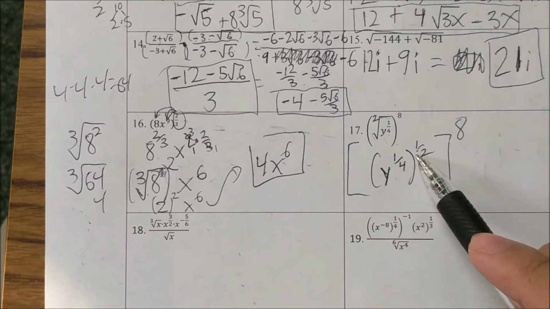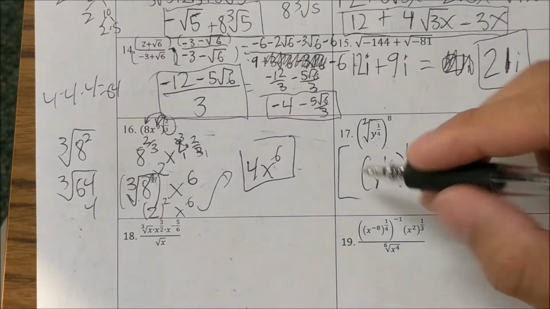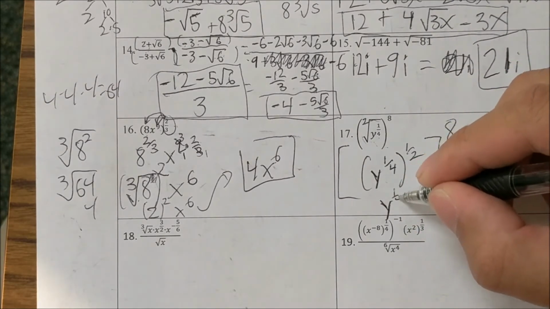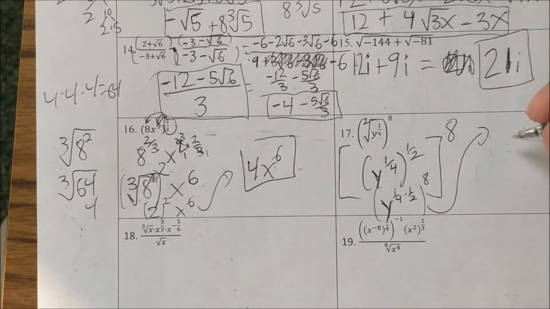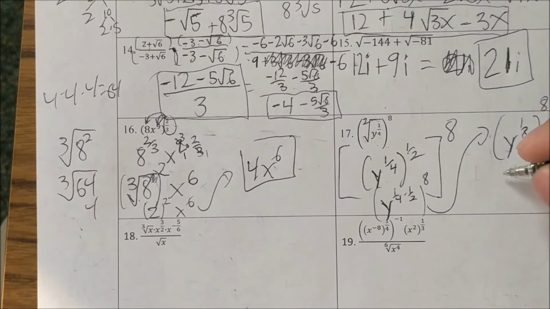So just working with the inside, the 1/4 and the 1/2 get multiplied. So 1/4 times 1/2 is 1/8. And then I multiply by the 8 on the outside. So I get y to the first power, or just y.